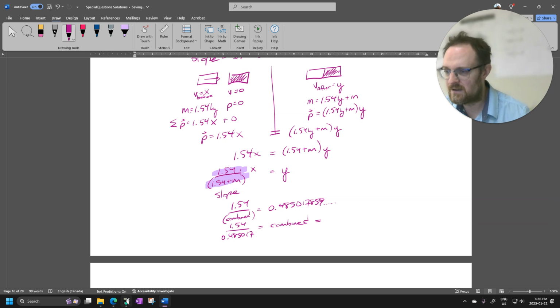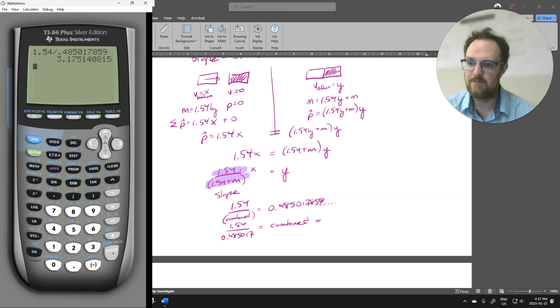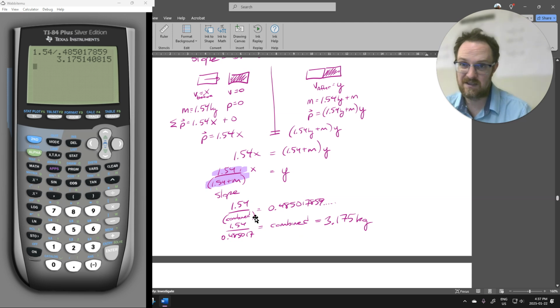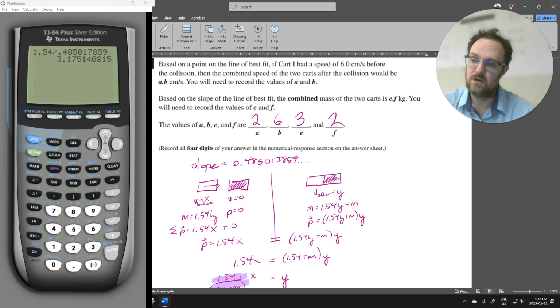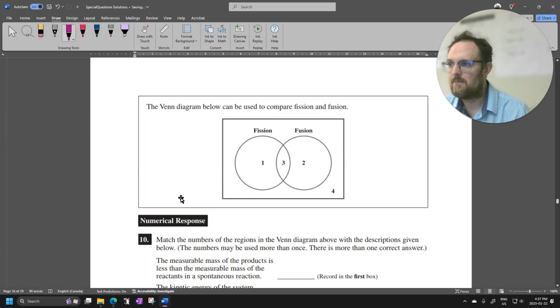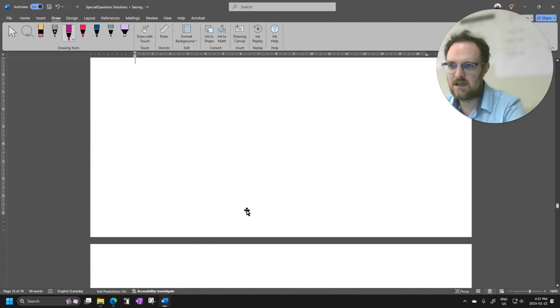So I can just go over to the calculator now. 1.54 divided by this slope number. Now I could go find it, there's a way to pull it out of the calculator, but it looks almost easier to just type it in here. So that's the two masses together. I could just subtract the other to find the mass of the other one if I wanted to, but here it looks like they just want 3.2 as your answer. Ooh, okay. So I'm almost done the main part here.